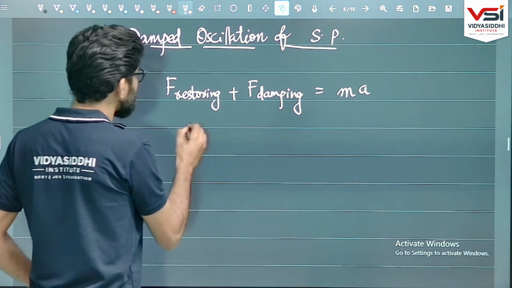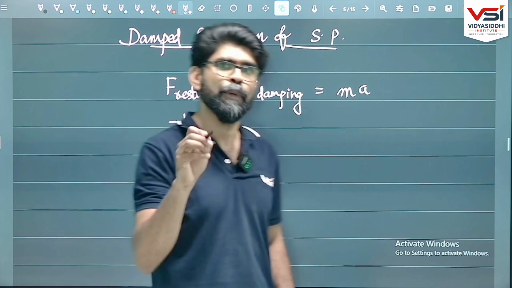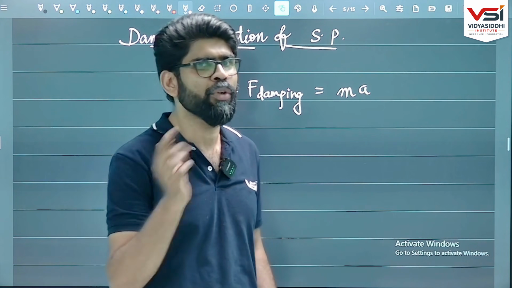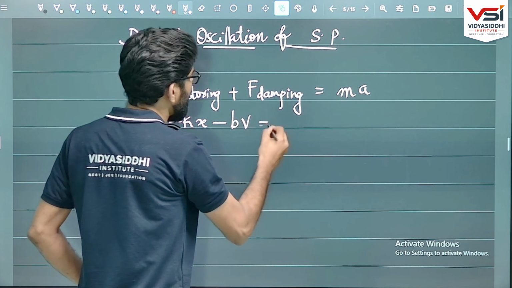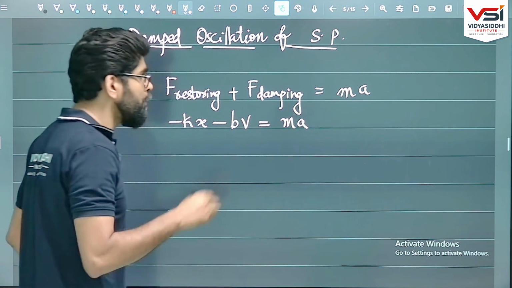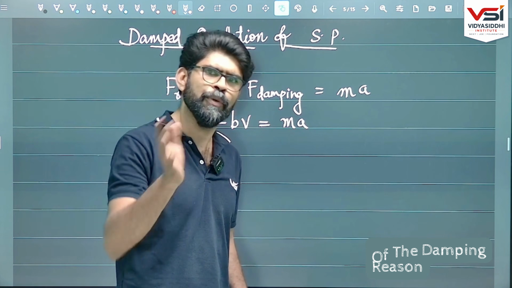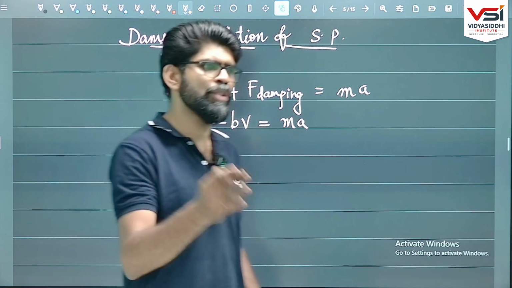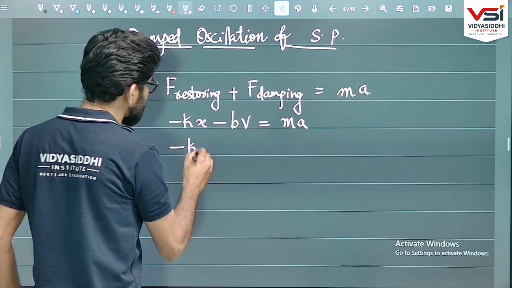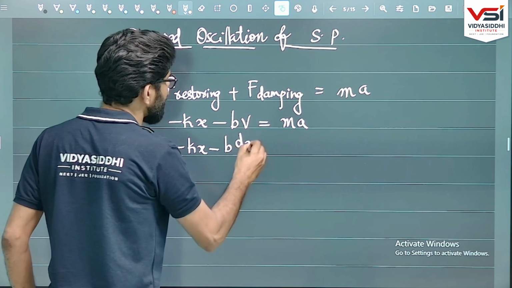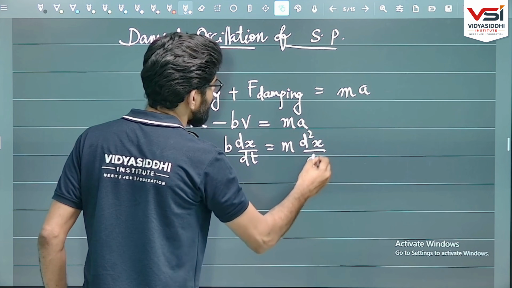The restoring force is always of the nature minus kx, and the damping force is proportional to the velocity of the simple pendulum, so it is b into v. Why do we put a minus sign? Because of the damping: the damping force is always in the opposite direction of motion of the pendulum, and it is proportional to velocity. So we can say minus kx minus b into dx by dt, which is velocity, is equal to mass into d square x by dt square.